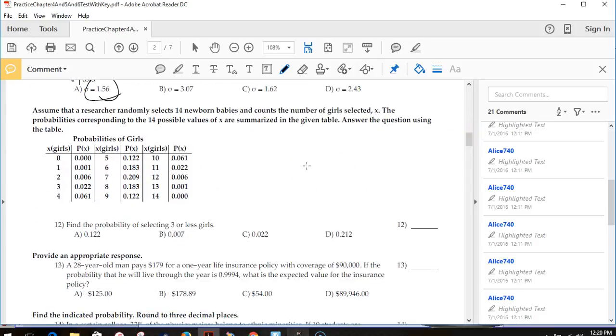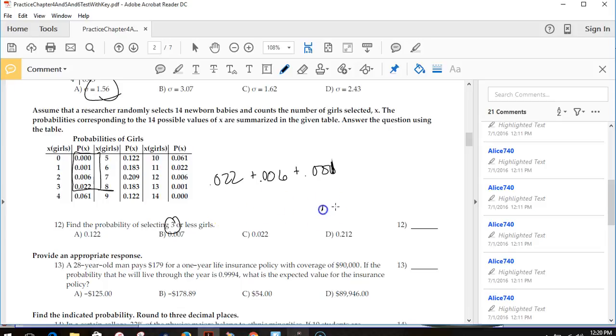Assume that I have 14 babies that are born, and I counted up the number of girls. What's the probability that I have 3 or less girls? So I just need to add up these probabilities right here. So 0.022 plus 0.006, 0.006, and 0.001, and it looks like we have none of those. I don't see it.